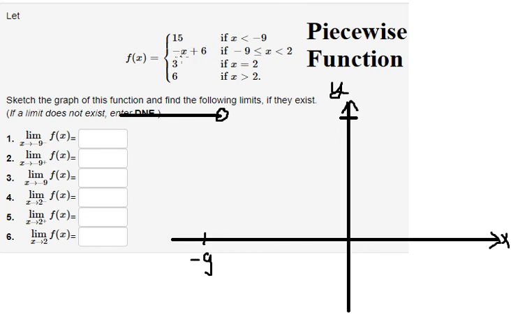The next one, negative s plus 6, from negative 9 to positive 2. So positive 2 I will put in here. Because negative 9 belongs to this function, I will put negative 9 here. So this one we have 15. That means the white dot and the black dot combine together, so we have the black dot. And now we put 2 here, so we have positive 4.